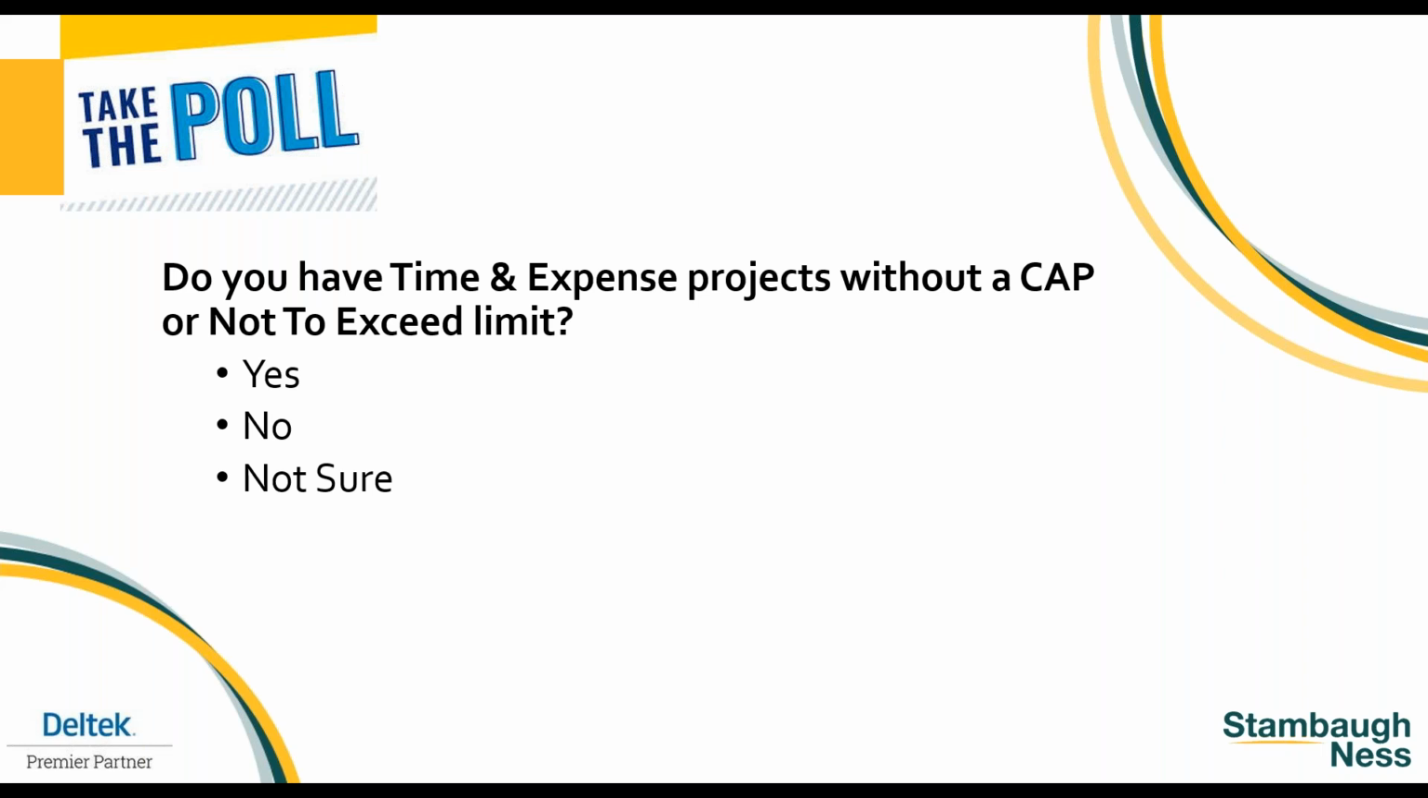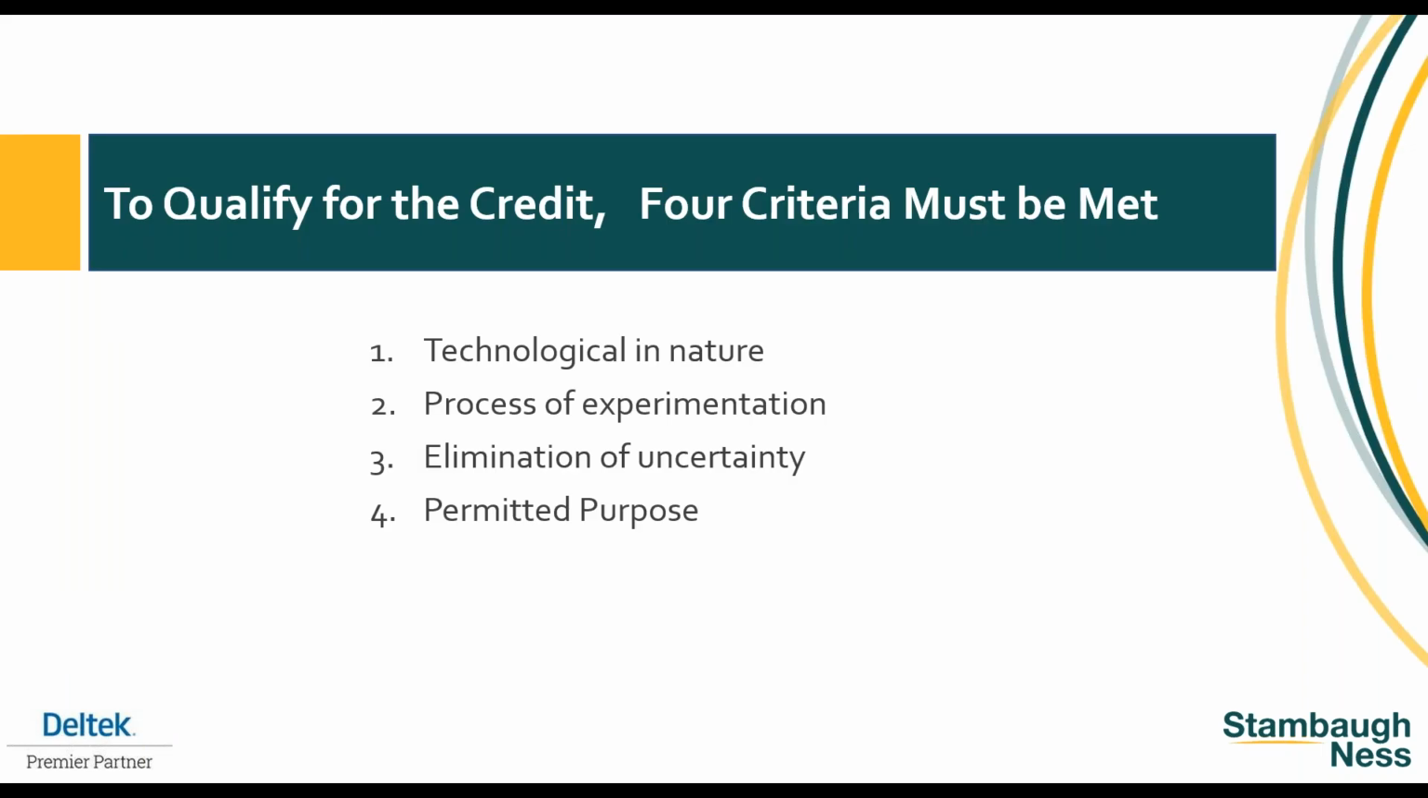So with that, we're going to move over to the 4-part test, and I'm going to hand it to Kelly. Thanks, Tom. Like Tom said, the first hurdle is identifying if you have these contracts and projects with a cap. And then from there, we have to make sure that those projects satisfy this 4-part test that the IRS has set forth here.